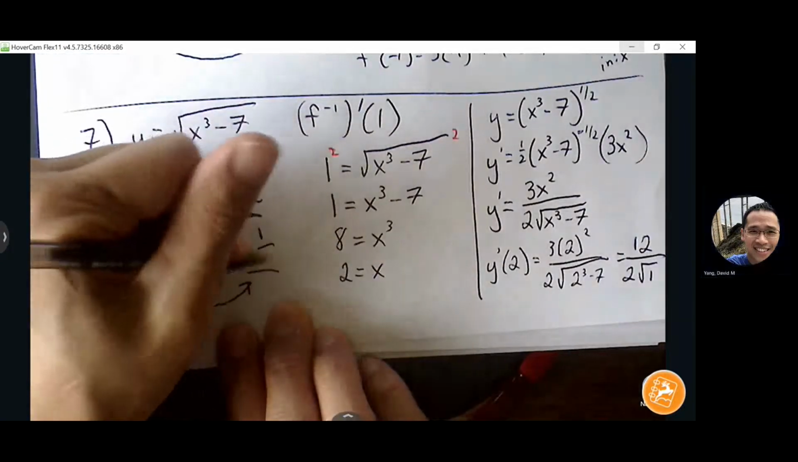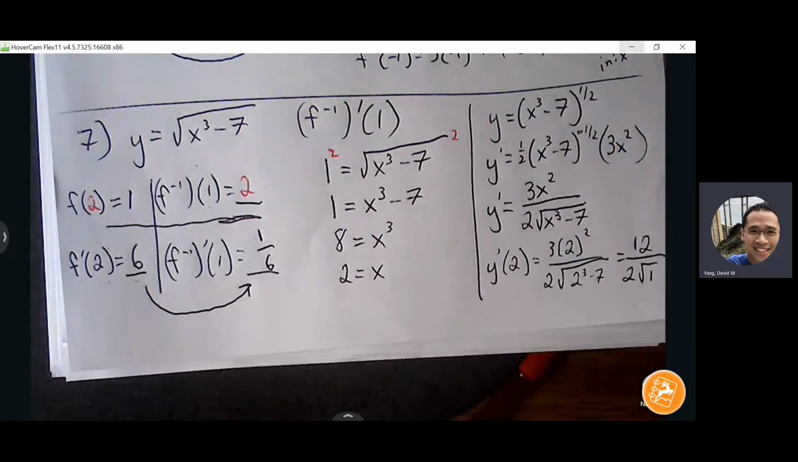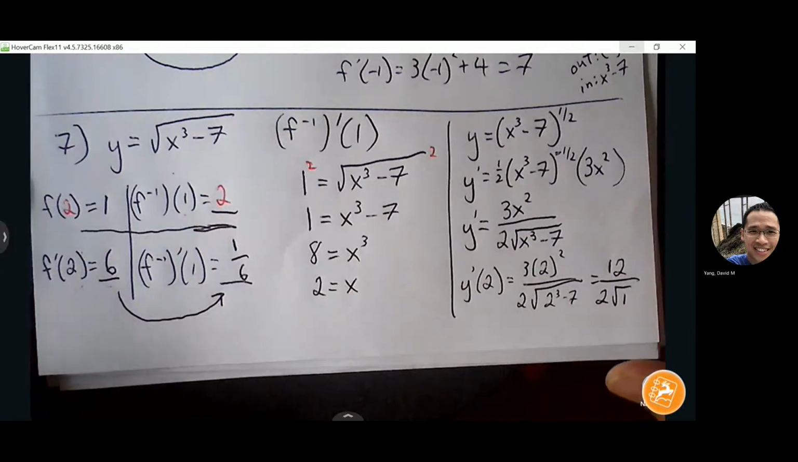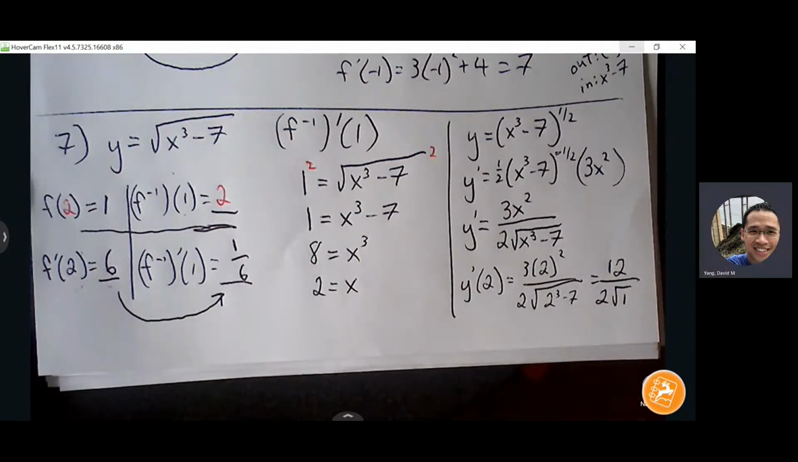1/6. Okay. It's not the same thing as perpendicular lines, right? We don't do opposite negative reciprocal. Okay? You just do the reciprocal. Okay, don't change the sign. Okay. Any questions?